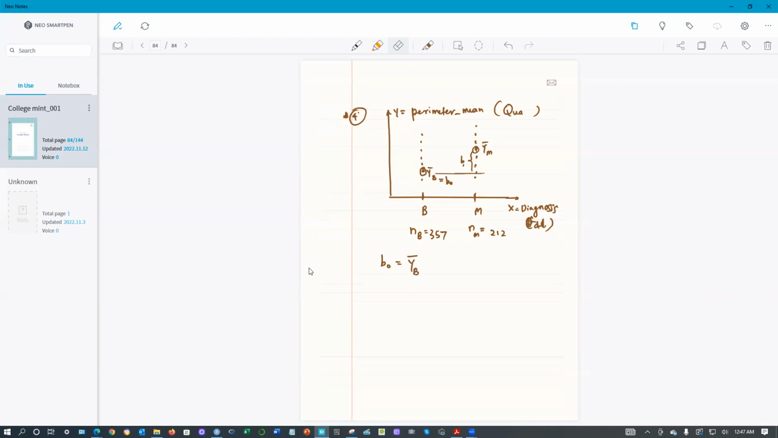Y bar means the mean of, if you go to the data, and from the data you can, if you do it manually, what I'm trying to say, that this connects to that one, go to Y bar, mean data and perimeter mean, see. And the standard error of B naught, see, is nothing but standard error. Standard error means sigma of Y bar, see, standard deviation of Y bar B.